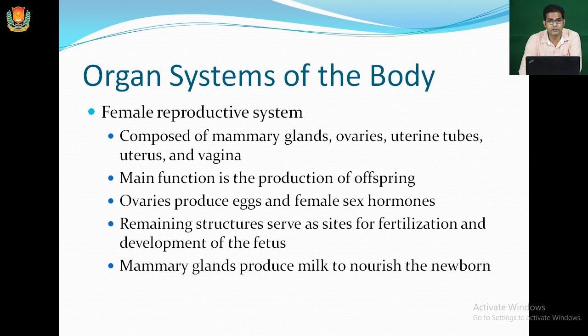Then comes the female reproductive system. The female reproductive system is composed of mammary glands, ovaries, uterine tubes, uterus, and vagina. Similar to the male reproductive system, the main role of the female reproductive system is the production of offspring, where the ovaries produce eggs and also the female sex hormones, while the remaining structures serve as the site of fertilization and further development of the fetus. The mammary glands are responsible for ejecting the milk and help in nourishing the child or newborn.